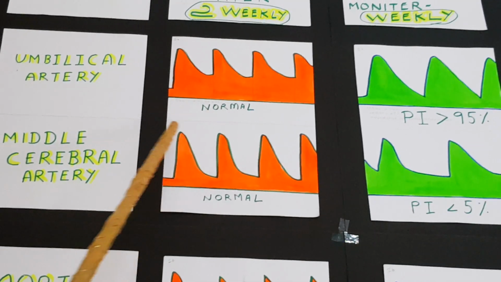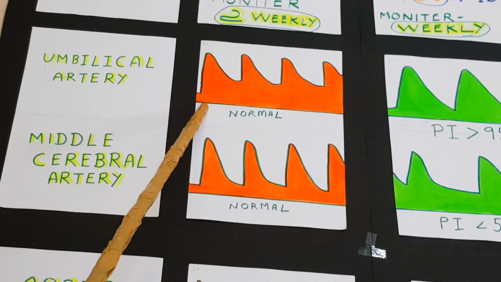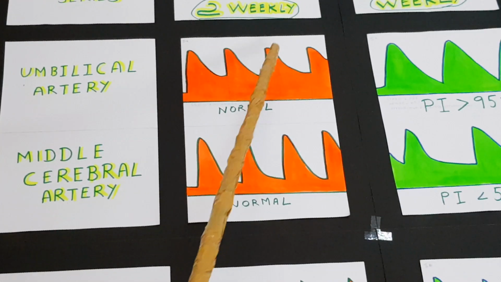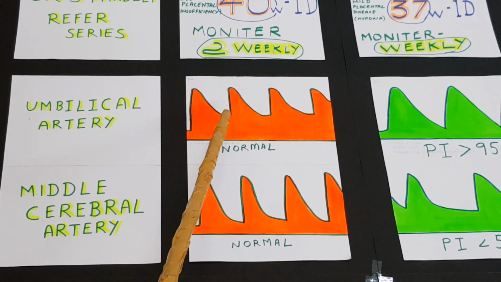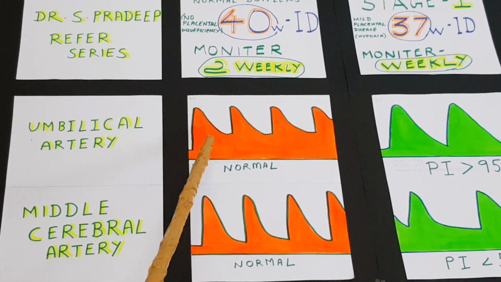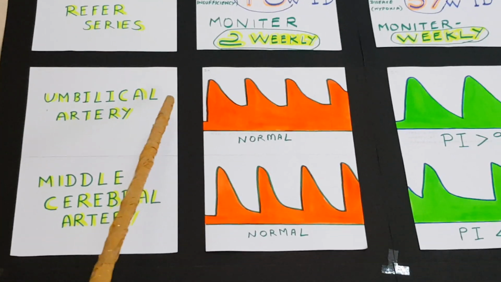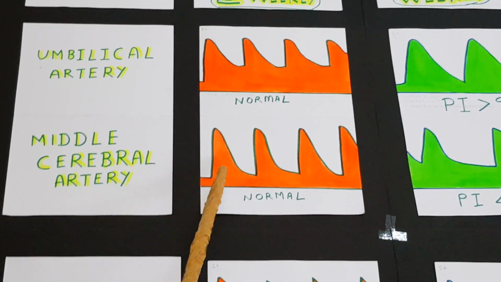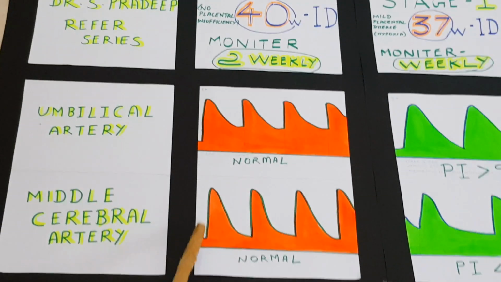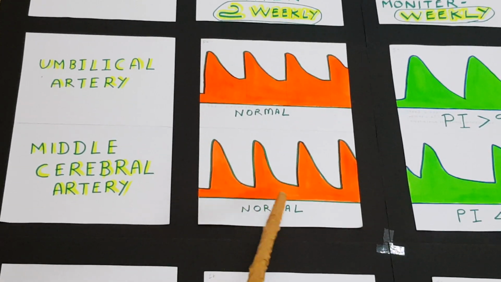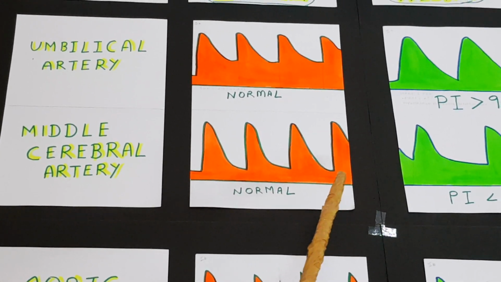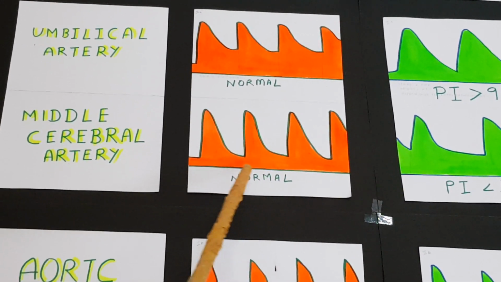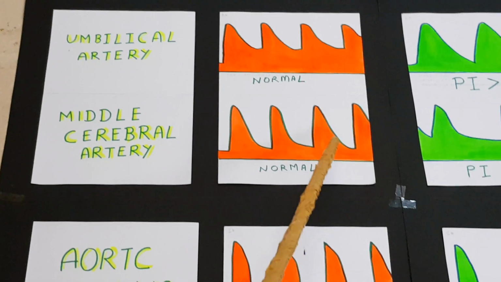This is the umbilical artery Doppler. You can see that there is a normal low resistance waveform with a PI which is adequate and not very high. Now this is the middle cerebral artery waveform. You can see that the flows are slightly higher resistance, thereby resulting in a PI which is fairly higher. So this is the normal middle cerebral artery waveform.